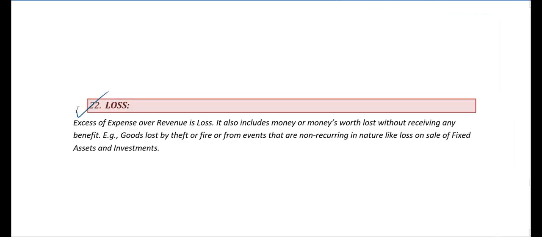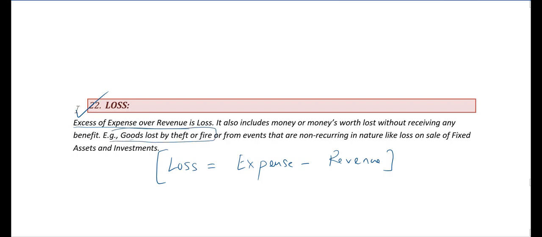22nd term, loss. Excess of expense over revenue is called loss. So, loss is equal to expense minus revenue. We also say it's loss when we lose money or money's worth without receiving benefit. For example, when goods are lost by theft or fire. So goods lost by theft or fire, we refer to that as loss.